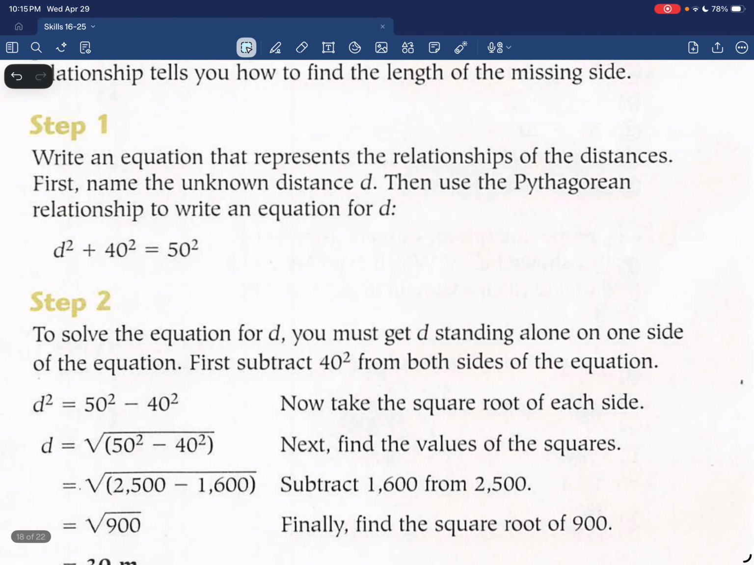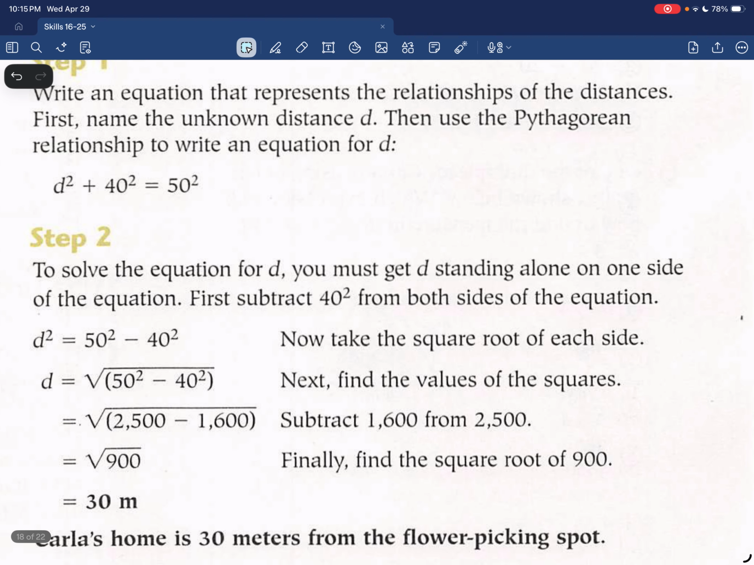To solve the equation for d, you must get d standing alone on one side of the equation. First, subtract 40 squared from both sides of the equation. Now take the square root of each side, find the values of the squares, subtract 1,600 from 2,500, finally take the square root of 900. Carla's home is 30 meters from the flower picking spot.